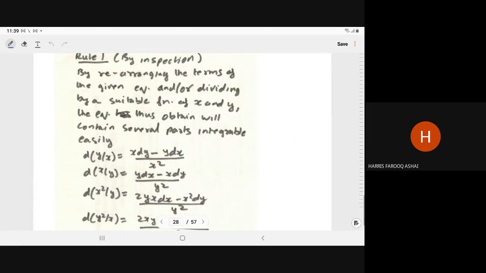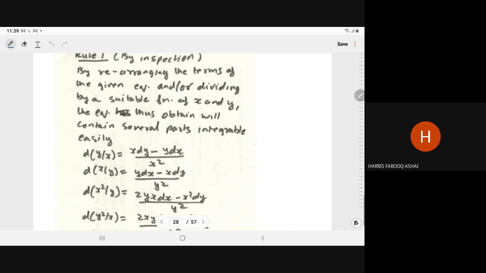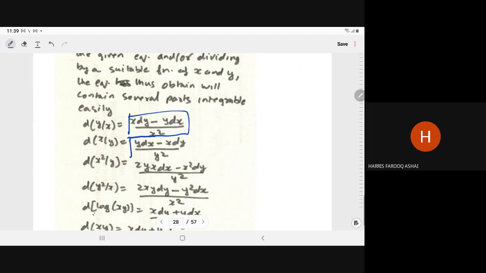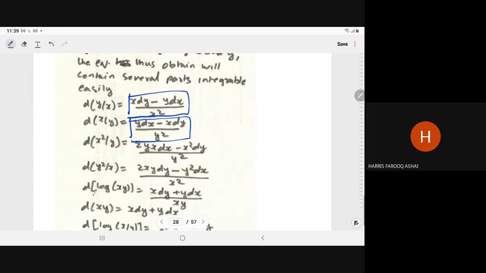Means we have to search for this type of condition. If you are able to find this type of condition, you can directly write d of y upon x. You have to search for this type of condition. If you have it in the equation, then directly you can write d of x upon y. D of x square upon y can be written as 2yx dx minus x square dy upon y square.